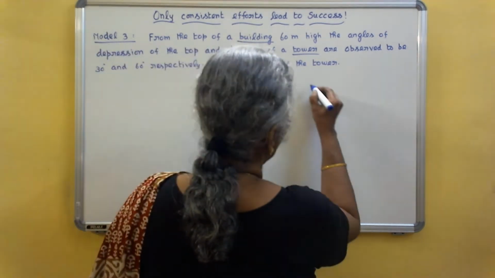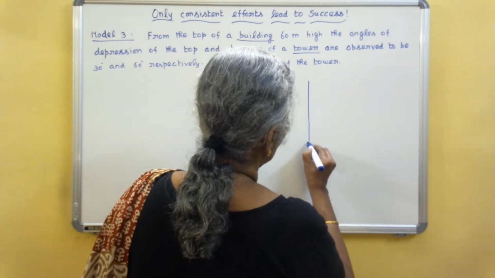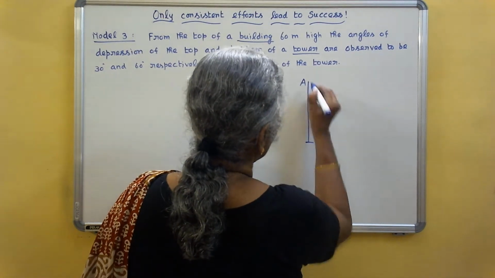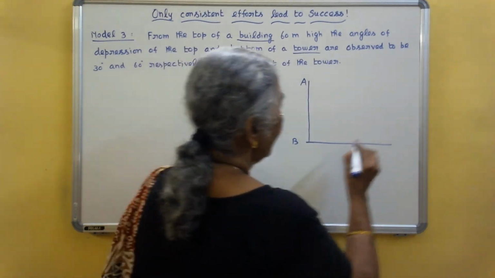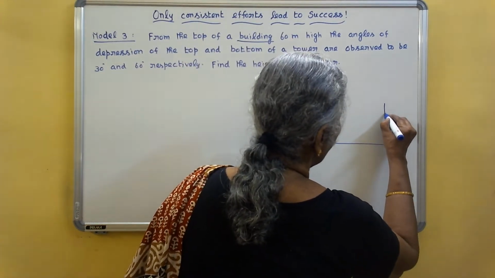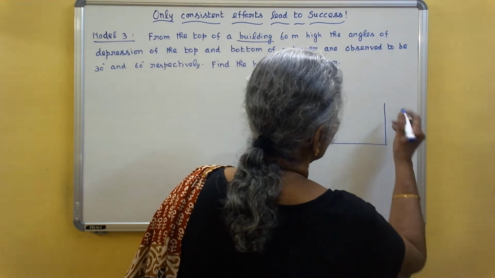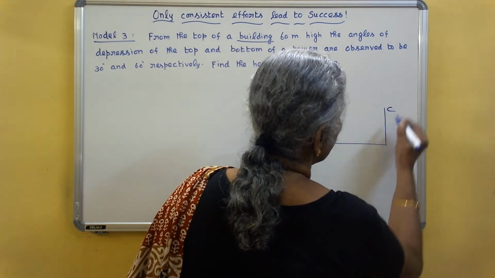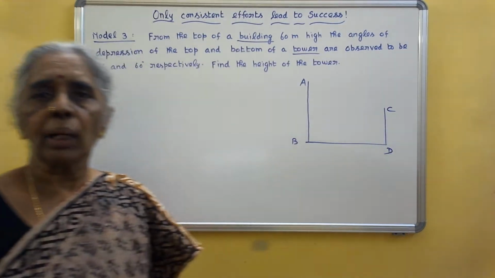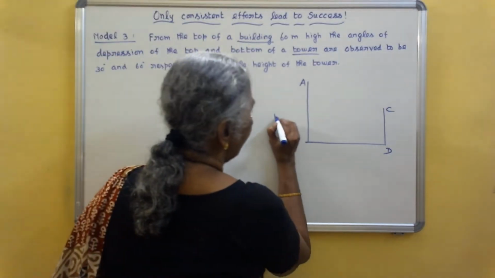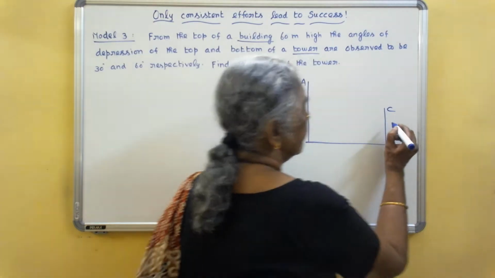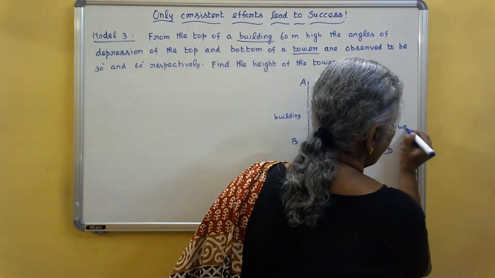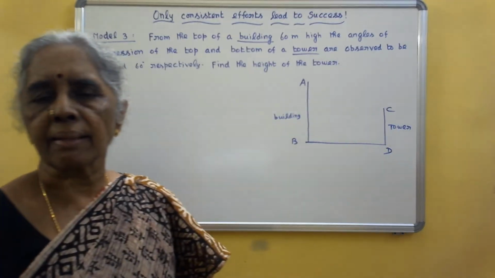So now you have to draw. Now let this be the building AB. This is the ground level. Okay. You are having a tower. I told you already it is shorter. So let this be C. So now AB is the building, right? This is the building. And this is the tower. I know the tower is shorter. So I have drawn like this.